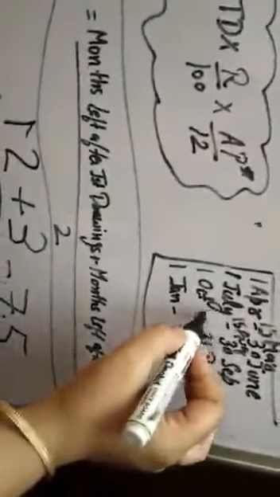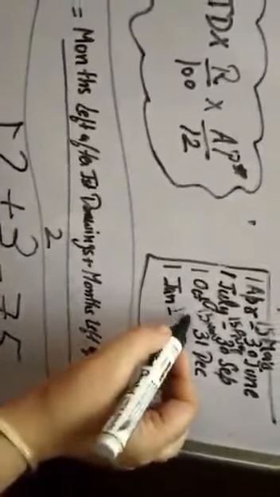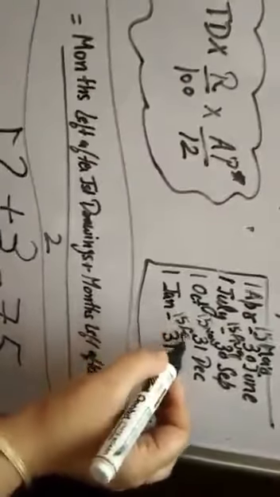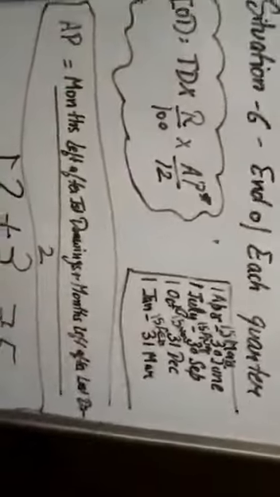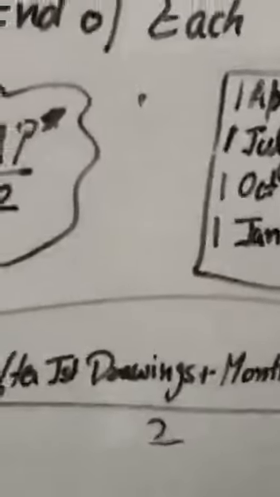Next, in the mid of the next quarter, full month of October and half month of November, it will be 15th November. And in the last quarter, full month of January and half month of February, it will be 15th February. So students, in this, we are withdrawing our first drawing on 15th May and our last drawing on 15th February. So put it in the formula.